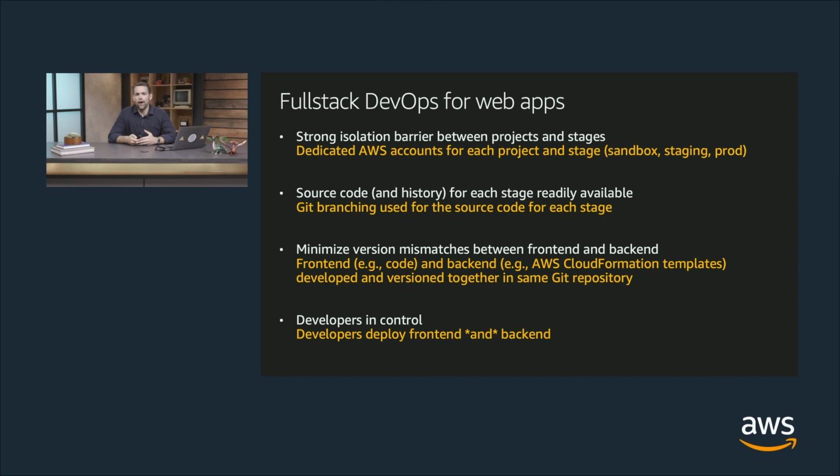When we're talking DevOps for full-stack applications, we need isolation between projects and stages. Source code is the source of truth and should always be available. If you can have both front-end and back-end code in the same code repository, it's less likely there will be version mismatches. Most important of all, developers are in control and deploy both front-end and back-end.